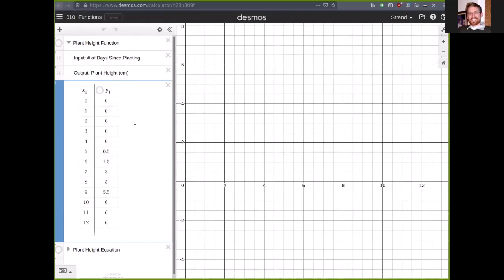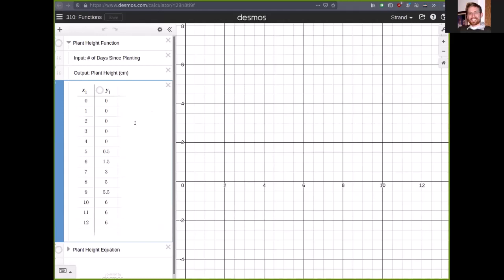So the first way is as a table. You can see here we have two columns. The left-hand column has an x sub 1 at the top, and those are usually where we put the inputs for the function. And then in the right-hand column, in this case labeled y sub 1, we put the associated outputs. So each input is associated with exactly one output, and they make an input-output pair for the function.